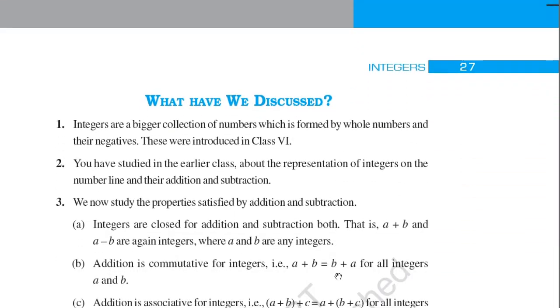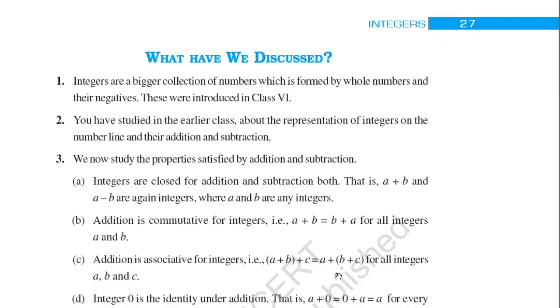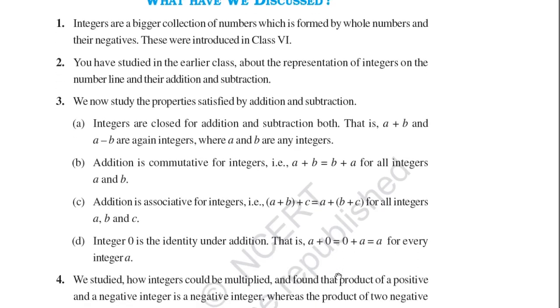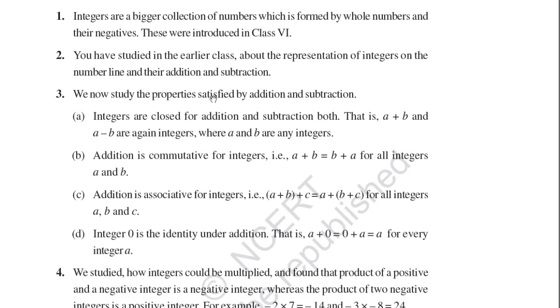Integers are a bigger collection of numbers which is formed by whole numbers and their negatives. These were introduced in class 6. We have studied in the earlier class the representation of integers on the number line and their addition and subtraction. We now study the properties satisfied by addition and subtraction. Integers are closed for addition and subtraction both, that is, a plus b and a minus b are again integers, where a and b are any integers. So when two integers are added, the answer will be an integer. If subtracted, the answer will also be an integer.